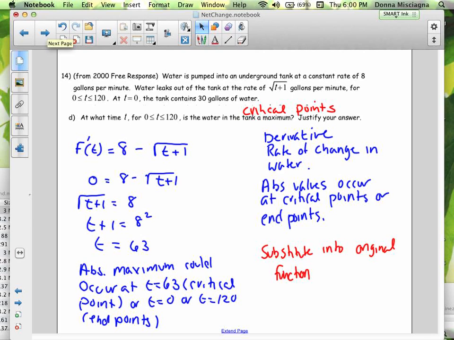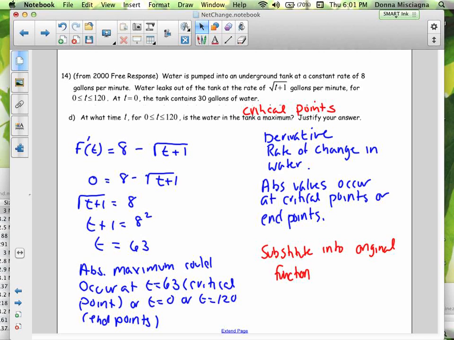All right, so we set 0 equals, and don't forget the 8's part of it. We have 8 minus the square root of t plus 1. Add square root of t plus 1 to both sides. Square both sides. So now we have t plus 1 equals 64, and then t equals 63. Super easy to solve. And they probably won't be very difficult ones to solve, as long as you set it up right. So t equals 63 is a critical point, or the absolute maximum could occur at t equals 0. Not likely, right? Or t equals 120, our endpoints.